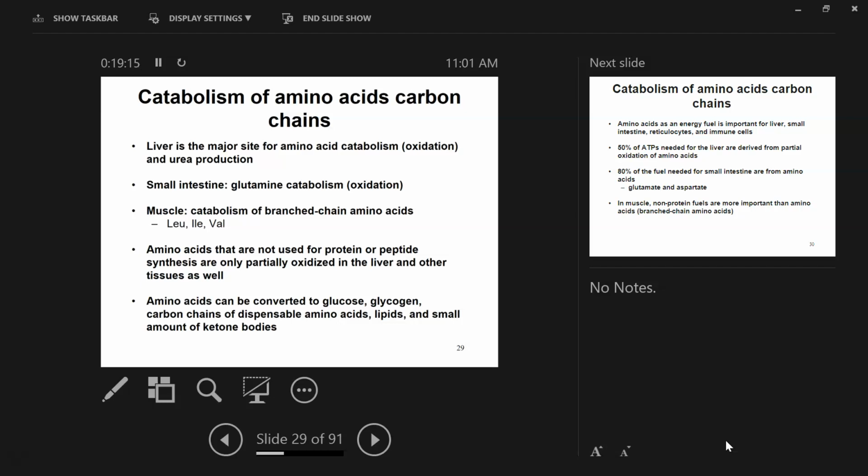We're going to talk about it in detail later, right? We'll talk about amino acid metabolism in specific tissues. And muscle catabolism of branched chain amino acids. Muscle is a major site for branched chain amino acid metabolism, right? Leucine, isoleucine, and valine are the branched chain amino acids.